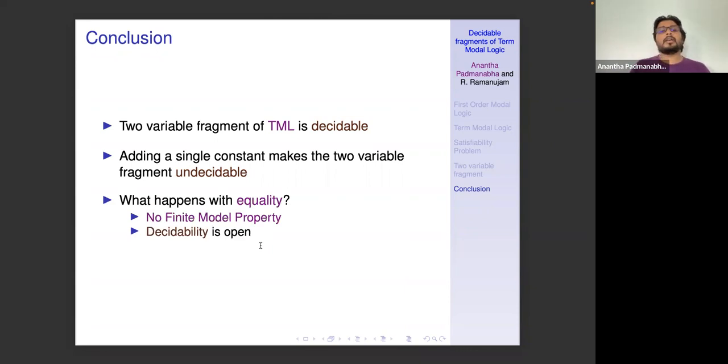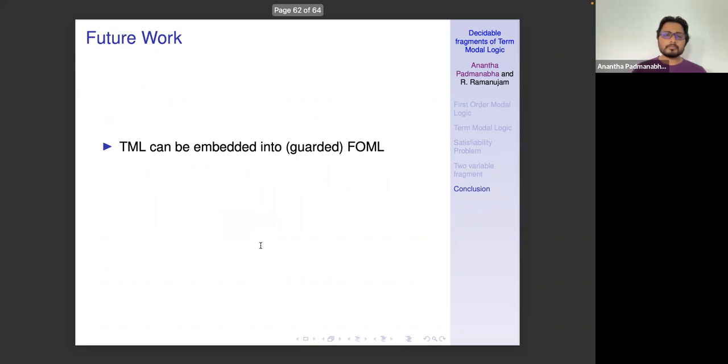On the other hand, equality is a more interesting case, because with equality, we can prove that it does not have the finite model property. We don't know either whether it's undecidable or decidable, right? So the decidability is open, but we know that the current construction does not work because it does not have the finite model property. And with respect to frame restrictions also, we do not have much results yet. So most of the things are open, like what happens with respect to various frame restrictions, whether the decidability holds or not.